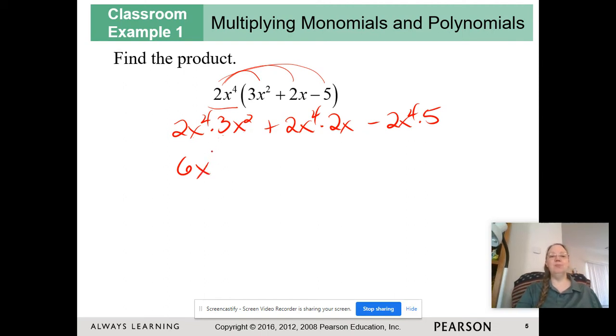So add the exponents, we have 6x to the 6 plus 2 times 2 is 4. I've got 4 x's multiplied, one more x being multiplied, so altogether I have 5 x's being multiplied. 2 times 5 is 10, x to the fourth.